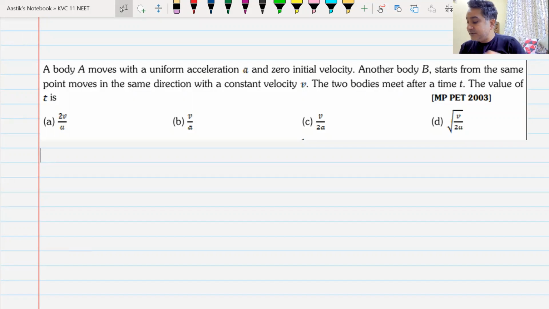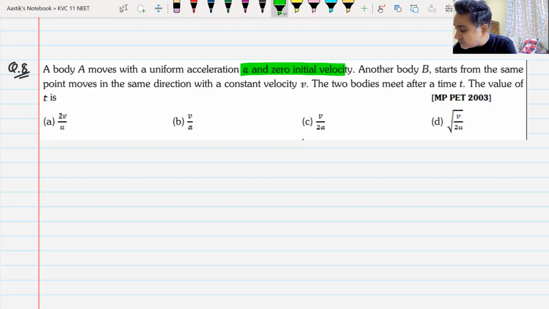It's a straightforward question and it comes on your screen now. A body A moves with uniform acceleration. I have forgotten the question number. Let me call it 8. Remember, the more questions you do, my dear friends, the better you are going to become. And the same questions are going to come. Trust me on that.